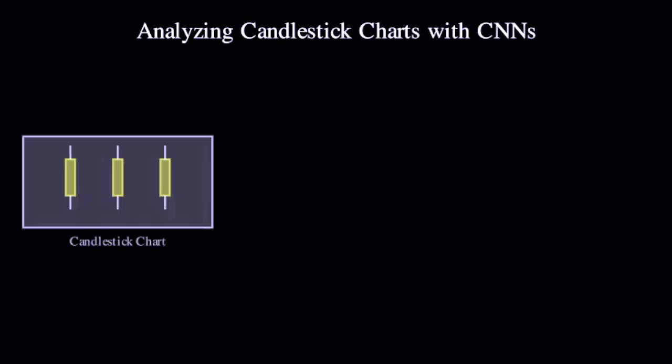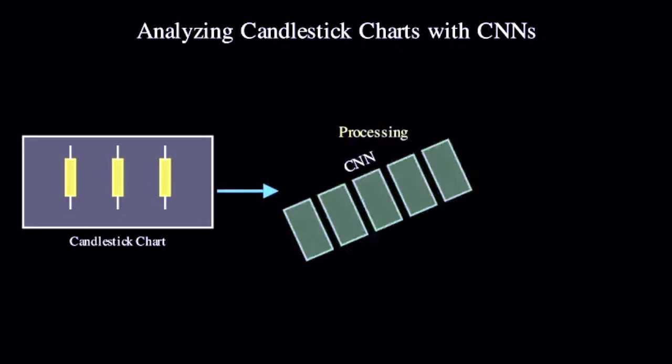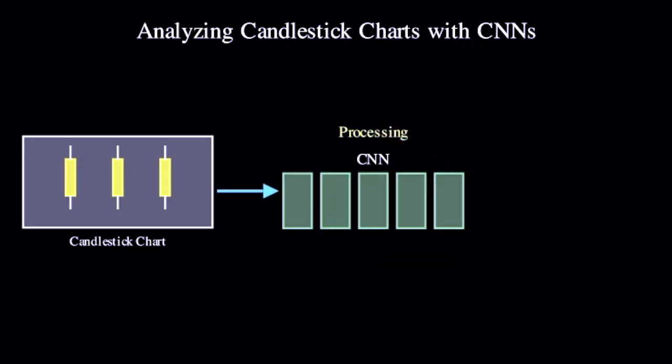Candlestick charts provide a visual representation of stock price movement over time in financial markets. These CNNs can be used to analyze these charts and detect price patterns that can help predict future market behavior.